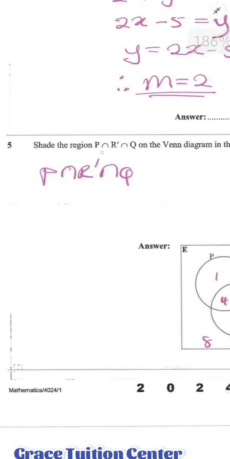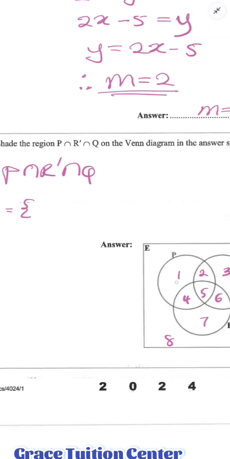So we have P intersection R complement. Let's start with this first. Let's list set P. What is in P? We come to our diagram here. You can see in P there's 1, 2, 4, and 5. So I'll write 1, 2, 4, 5.